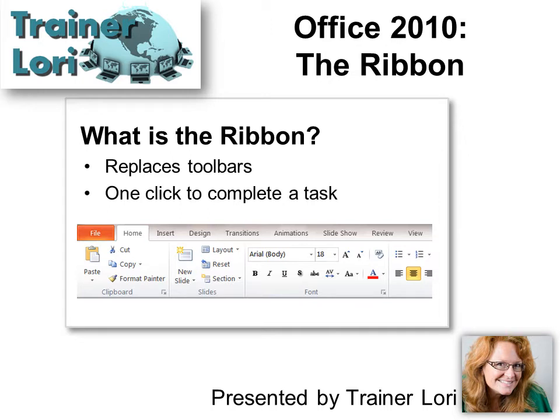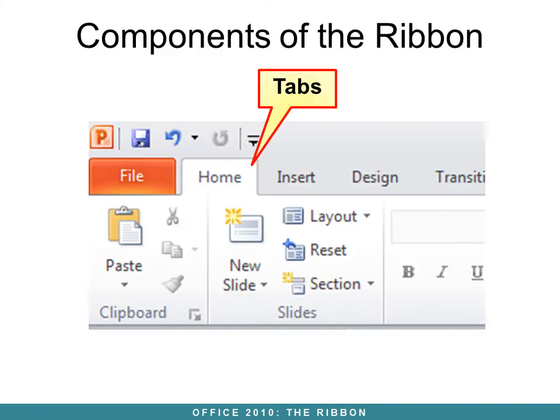The ribbon replaces toolbars. We've had toolbars ever since version 1, but now it's called the ribbon, and it's one click to complete a task. And we'll learn all about the ribbon.